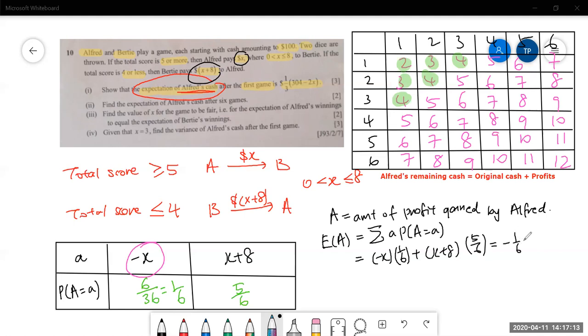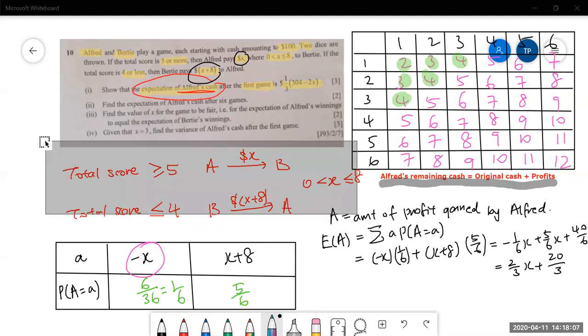So over here we get minus 1 over 6X plus 5 over 6X plus 40 over 6, which is equivalent to 2 over 3X plus 20 over 3, because it's 4 over 6X, so it's 2 over 3X, and 40 over 6 divided by 2 is 20 over 3. Okay, so this is the expected amount of profit gained by Alfred. But when we come back to this statement over here, Alfred's remaining cash equals original cash plus profit, which also means that, let me erase this. This whole thing is 3 marks.